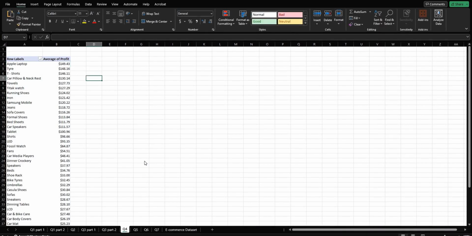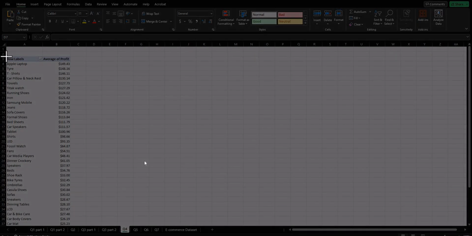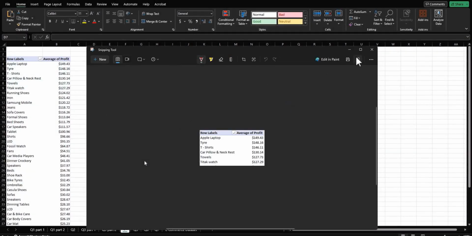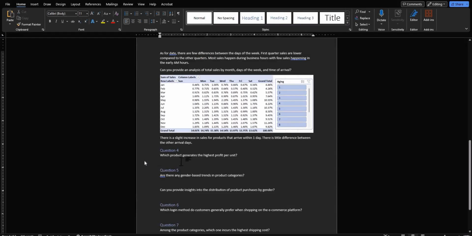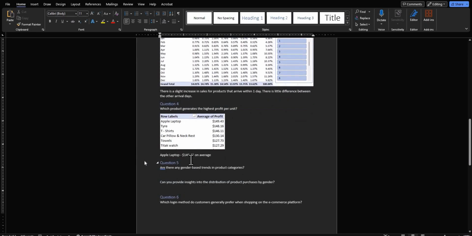Now here's an example where I'm not going to snip the whole thing. I'm just going to snip the top here because I have this sorted. So I'm just going to grab the top few, like so, copy it over here, which is the highest profit per unit, Apple laptop, 149.43 on average. If you chose t-shirts because you did some sort of different kind of mathematical function on there, that's okay too. It's more important to understand it than to get it exactly right, in that case at least.